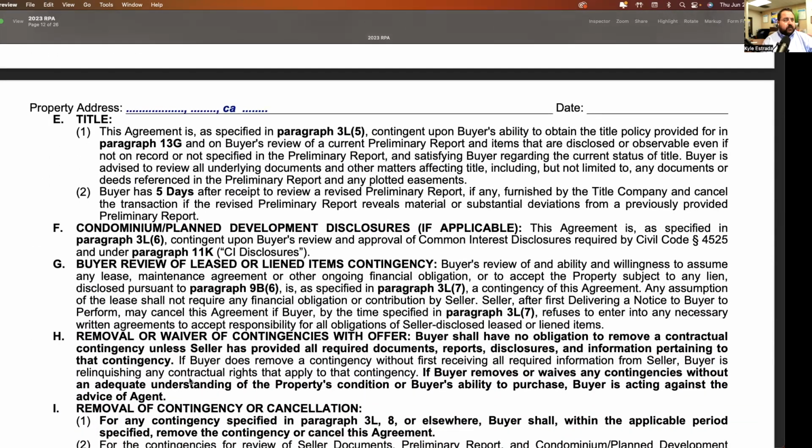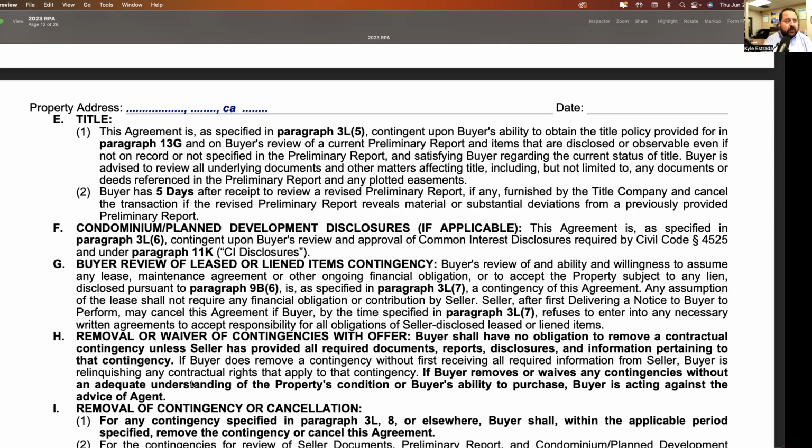Title. I'm not going to read the whole thing. It's just contingent, 305, on the buyer being able to obtain a title policy. We're going to talk about in 13G what title policy that is. Look at it and make sure that we can get clear title, okay?